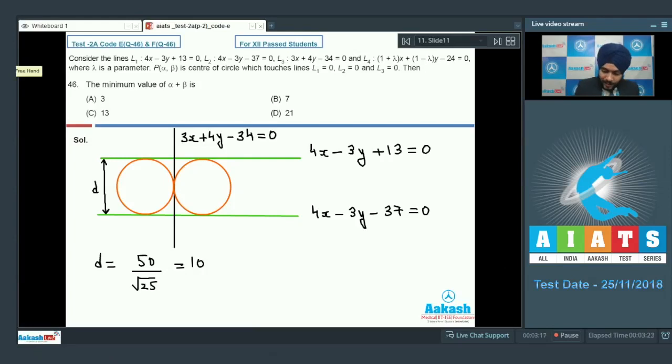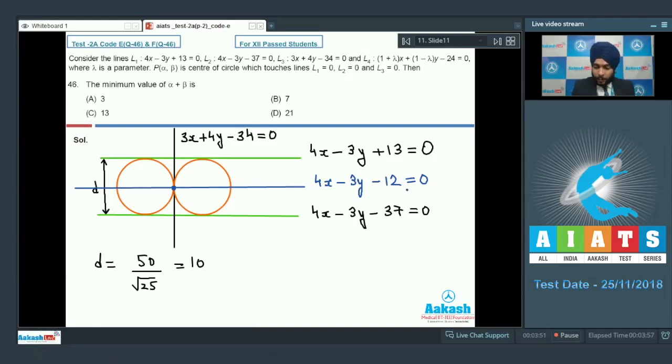So the circle has to have a radius of 5 because the diameter is 10. And if the radius is 5, we can easily write down the equation of the line passing through the centers. That will be the line which will be equidistant from these two lines. That will have the equation 4x minus 3y minus 12 equals to 0. So this is a point which is the point of intersection of 4x minus 3y equal to 12 and 3x plus 4y equal to 34. Let us say it is A. A point has the coordinates 6, 4.